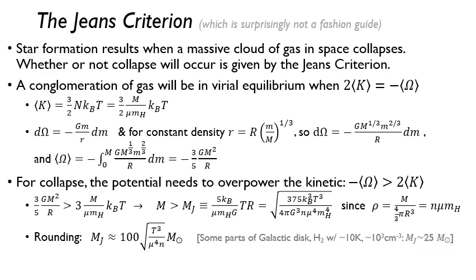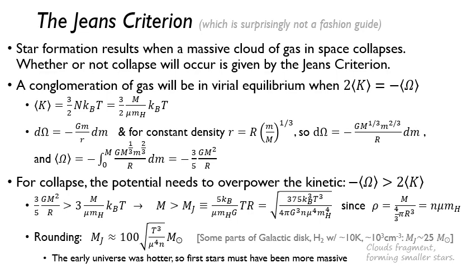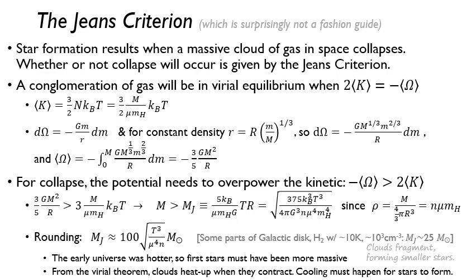Now that doesn't mean that you've mostly formed 25 solar mass stars. These clouds actually tend to fragment, and then you form smaller stars than that, smaller mass stars. So some things that we can glean from this is that in the early universe, we know it was much hotter, and so that means that our first stars must have been more massive. So nowadays we form stars on the order of a solar mass. In the early universe, it must have been more like 100, 1,000 solar masses, very, very big stars.